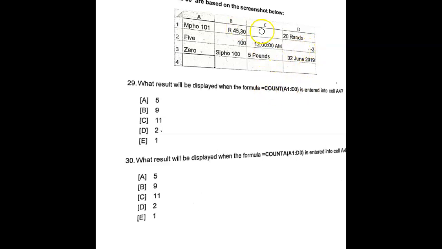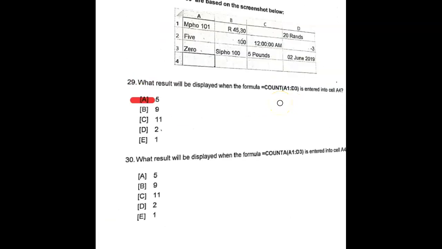Now, which result will be displayed in count? I told you count is only numbers. Count is numbers, right? So time will be included, also dates will be included. So 1, 2, 3, 4 numbers. But that's not even an answer. Oh, I said dates. Wait. Just give me 1 second. Yeah, no, I'm right. It'll be 5 because the count function counts numbers, dates, and this will be considered a number because it's rand. So 45 rand 30, that's a rand number. So it'll be 1, 2, 3, 4, and 5. So the answer will be A.